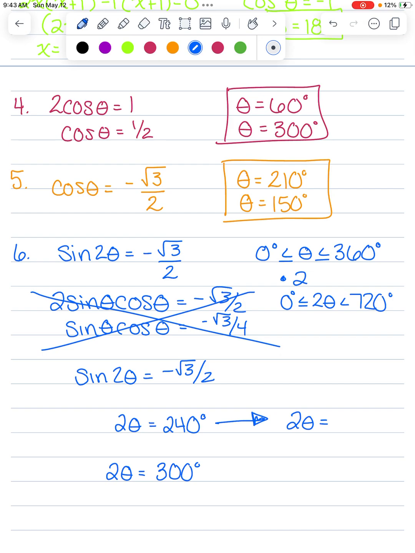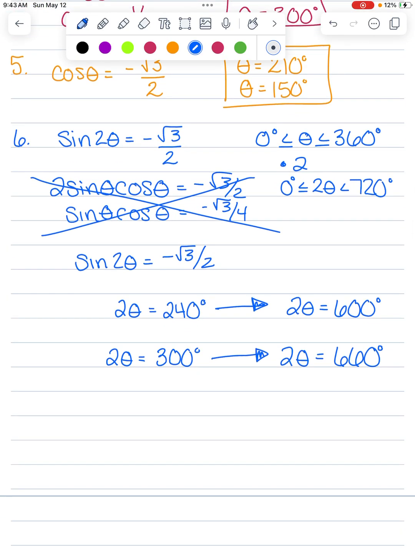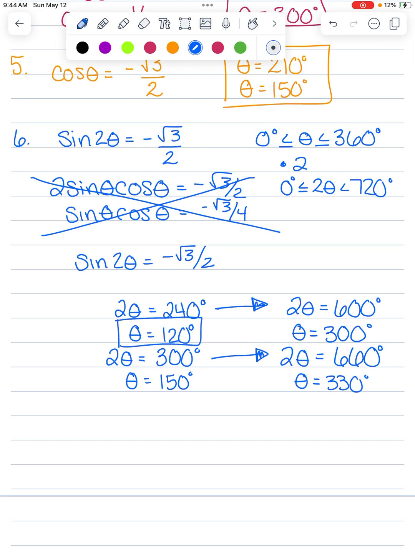So that means I need to do coterminals to these as well. 2 theta could be equal to 240 plus 360 is 600. 300 plus 360 is 660. And I do that when they're still in the 2 theta form, and then I divide by 2 to get my thetas. Theta is 120. Theta is 150. Theta is 300. Theta is 330. I plug them back in and I check them and they all work out.